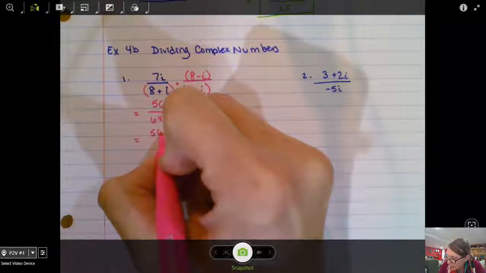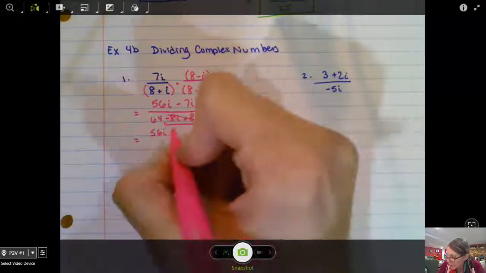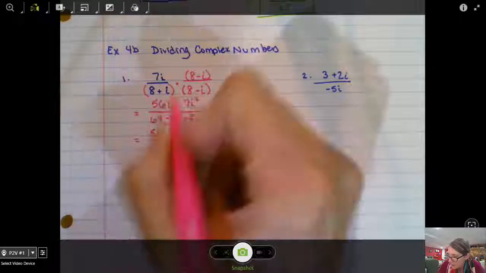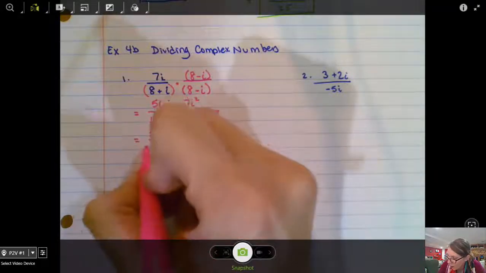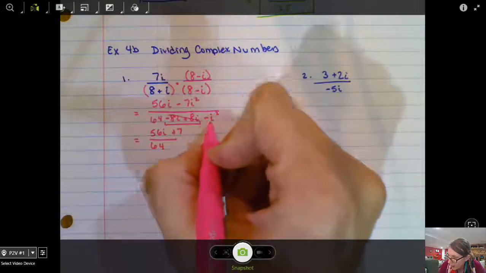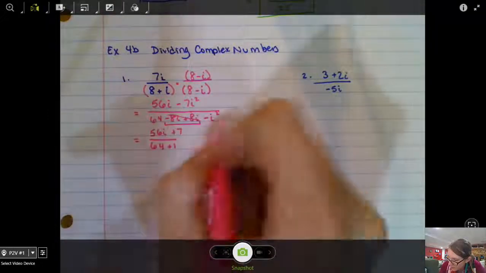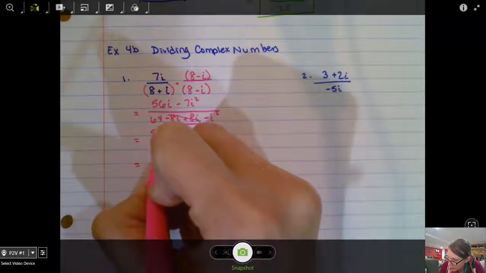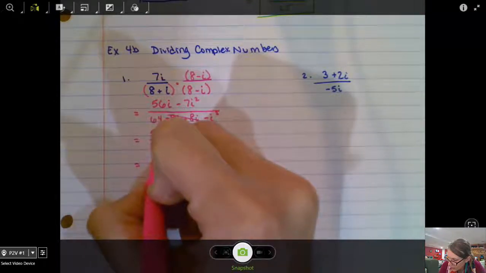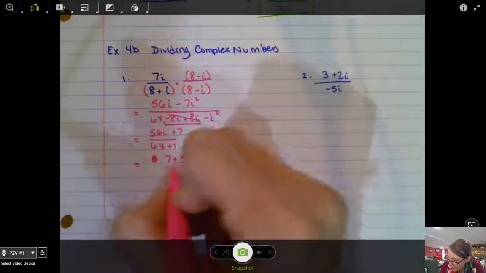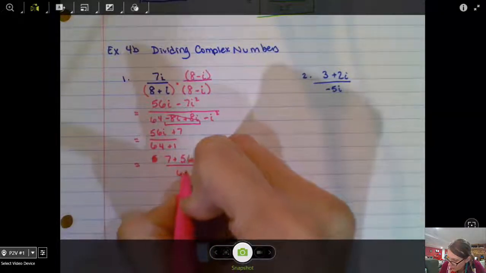So on the top, in the numerator, I have 56i minus 7i squared, but negative 7i squared is really positive 7, over 64, and negative i squared would be positive 1. Last little bit, I'm just going to rearrange my terms here. 7 plus 56i over 65.